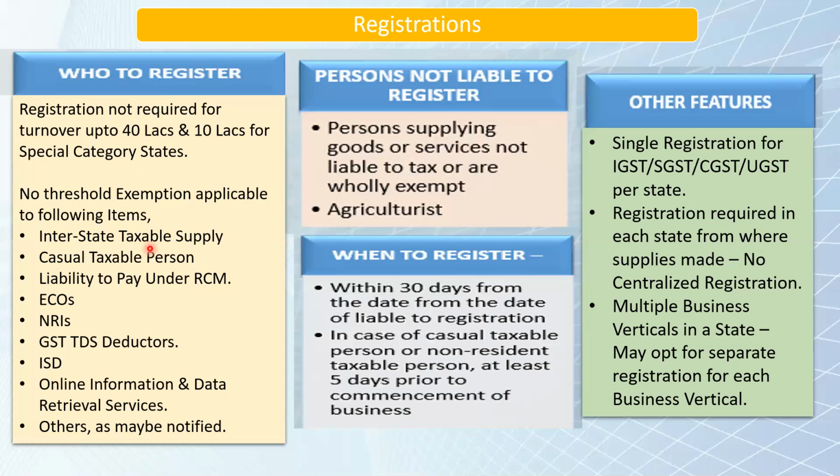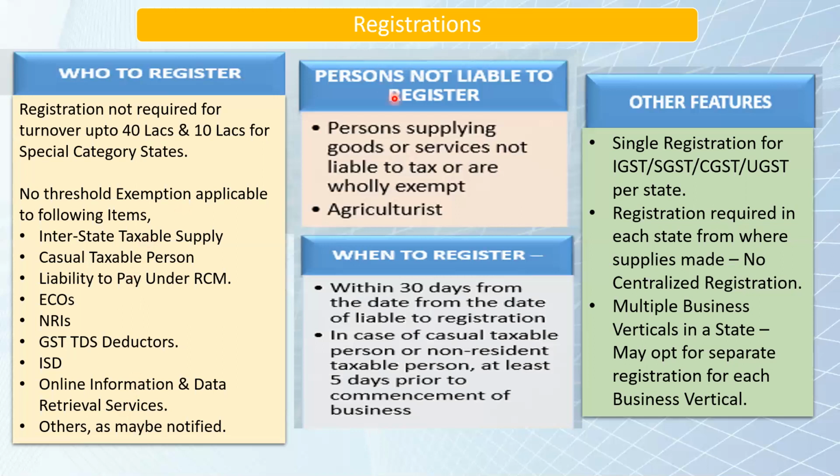Second, if you are a casual taxable person. Third, if we need to pay GST under RCM. Next are e-commerce operators. Next are NRIs, GST tax deductors, input service distributors, online information and data retrieval services like Google, etc. Others as may be notified by the GST Council. So in these cases, even if sales are less than the threshold limit of 40 lakhs, we have to get GST registration.